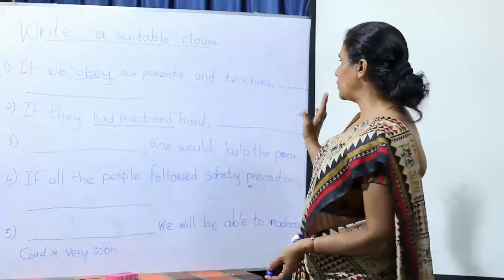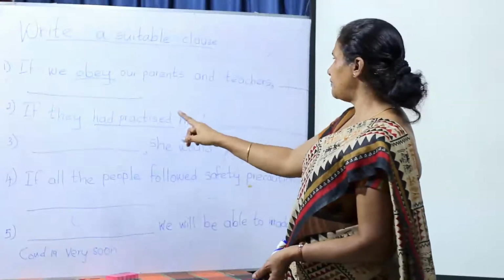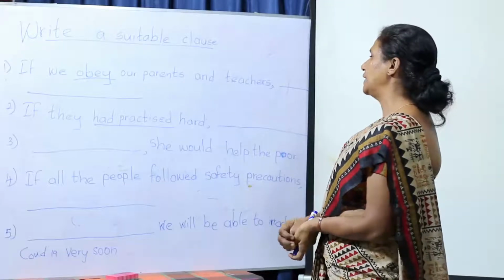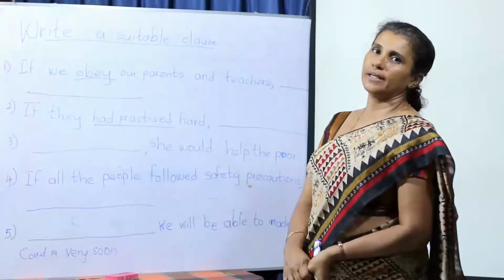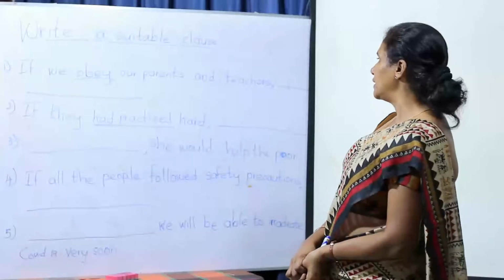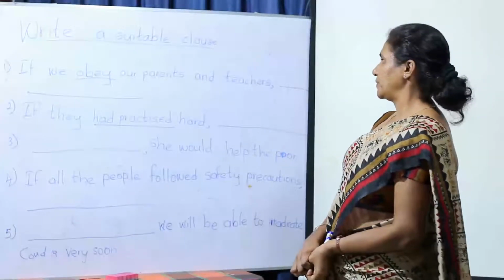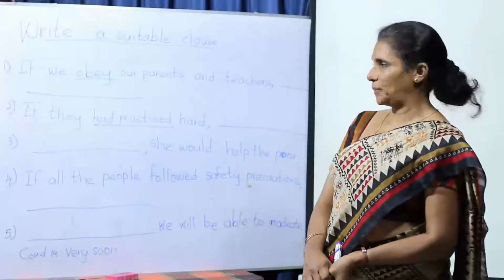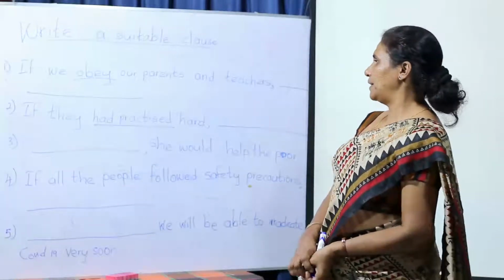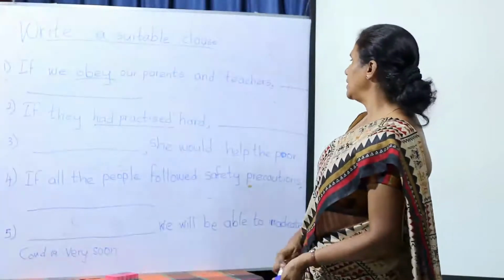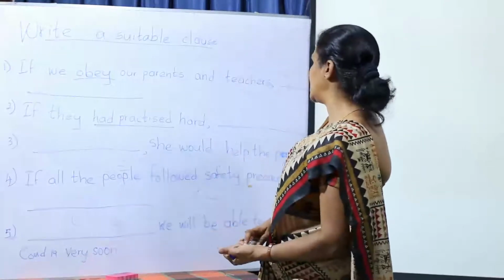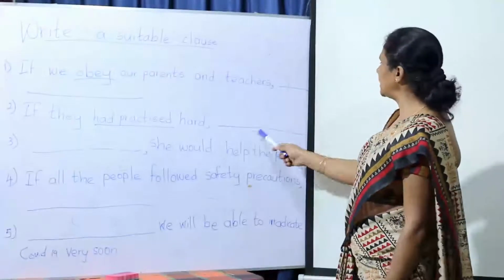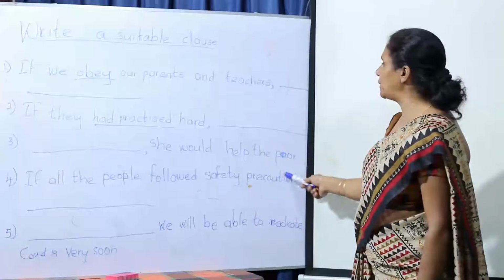Then I will give you an example. If they had practiced hard, what can we say? If they had practiced hard, they could have easily won the game or easily won the match, right? Or they could have easily got the championship, like that, right? Then we'll come to the third one. So here the blank is given initially, and then she would help the poor. So the poor, here it means the poor people.